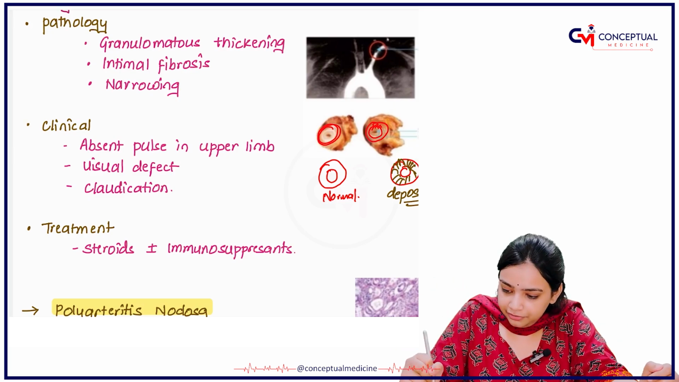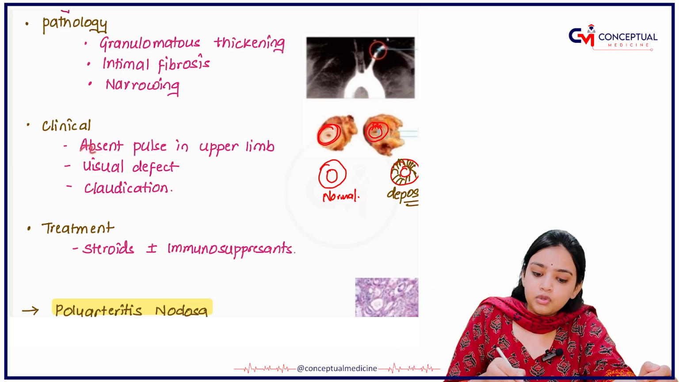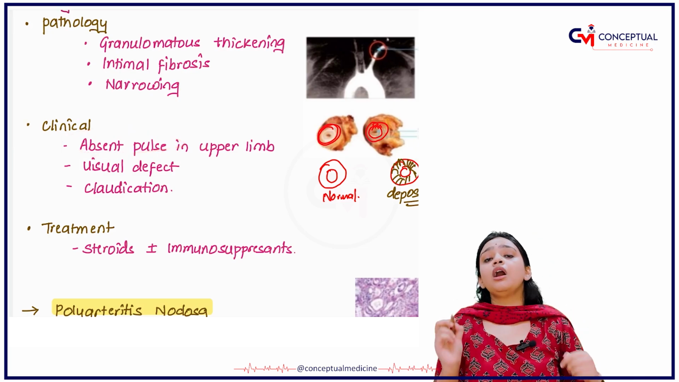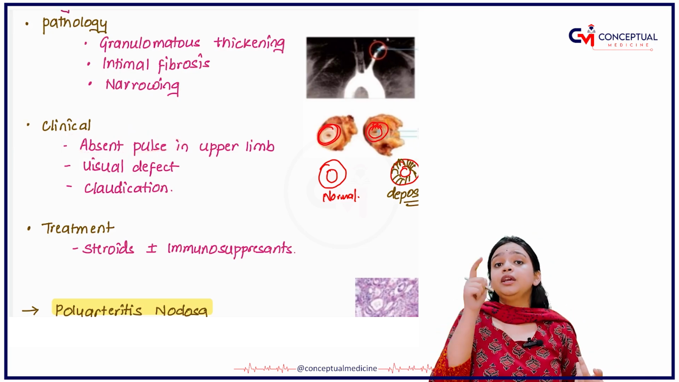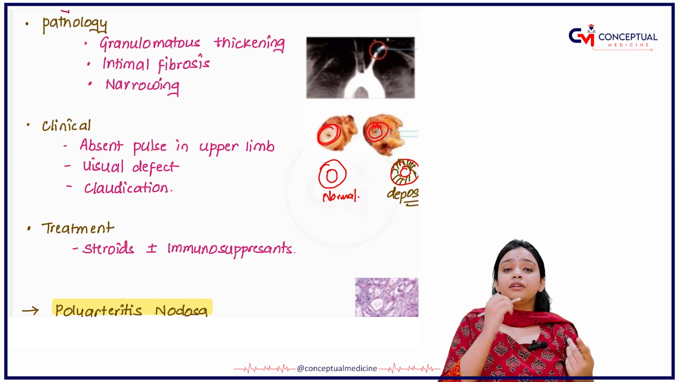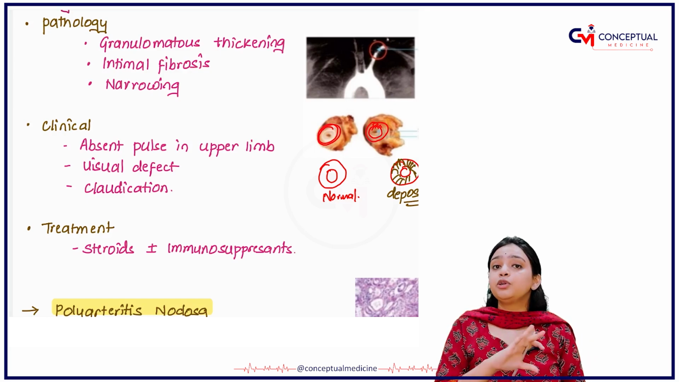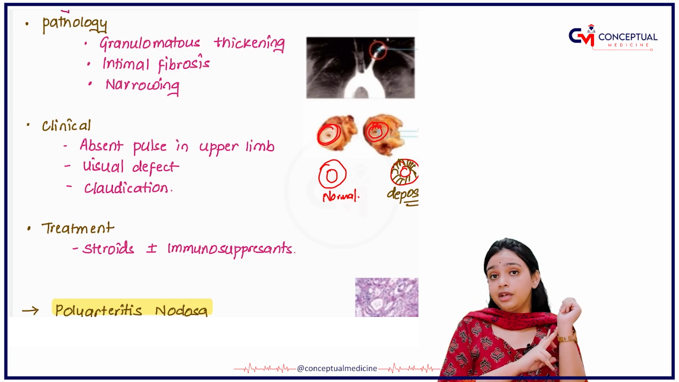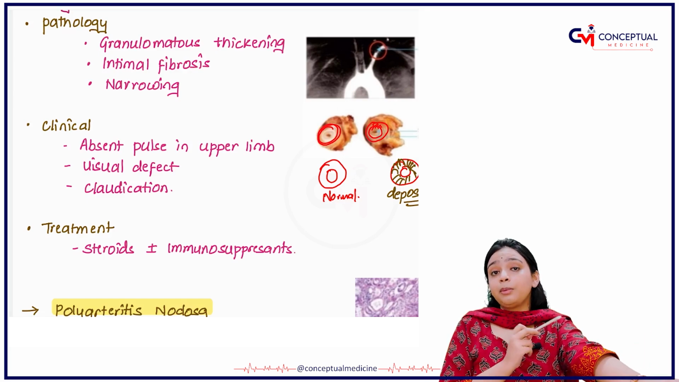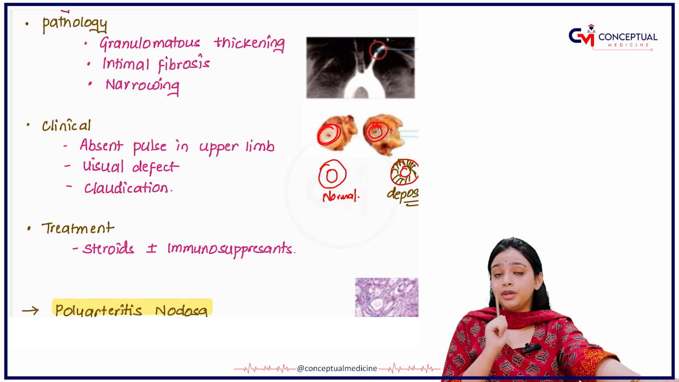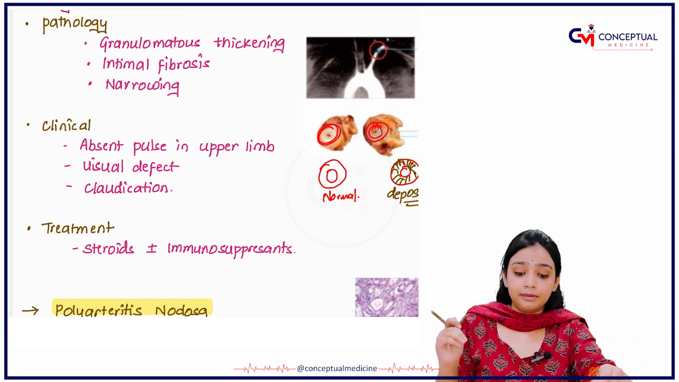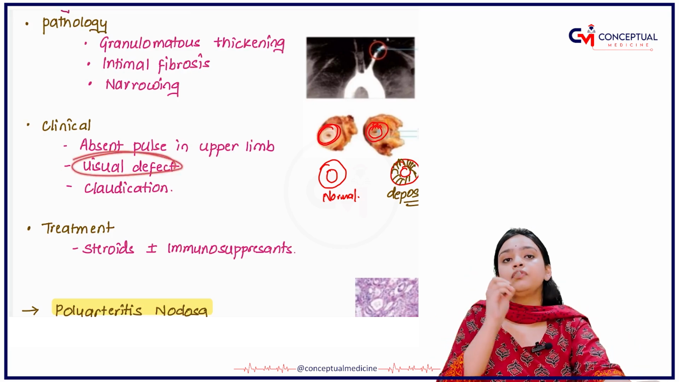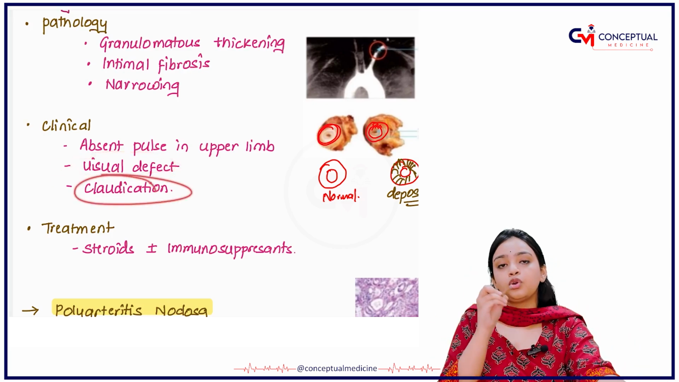What are the clinical features that we are able to see? We are able to see that the pulse is absent in the upper limb. And you have to tell me what are the points in the upper limb where we are able to take the pulse. First one is the radial pulse. Then you have the cubital fossa. Which pulse are we able to take in the cubital fossa, that you have to tell me, right? Then you will have the visual defect. Then you will have claudication.